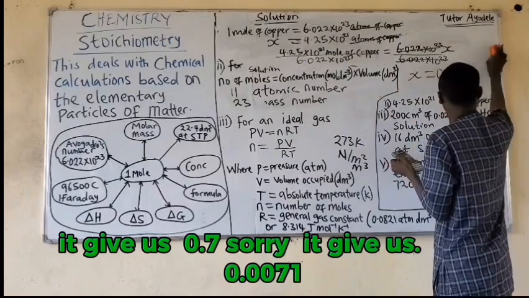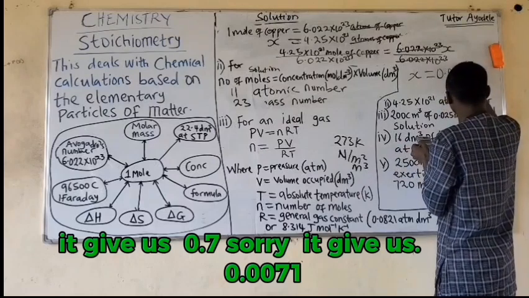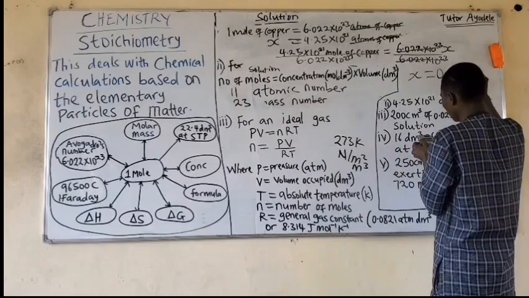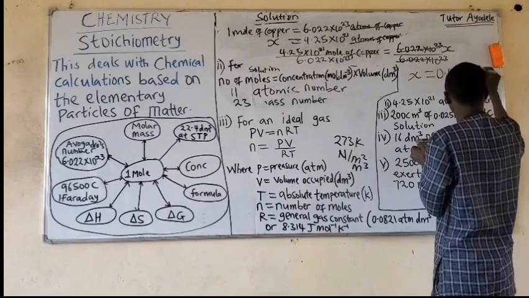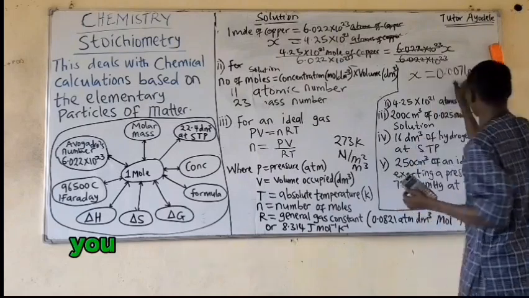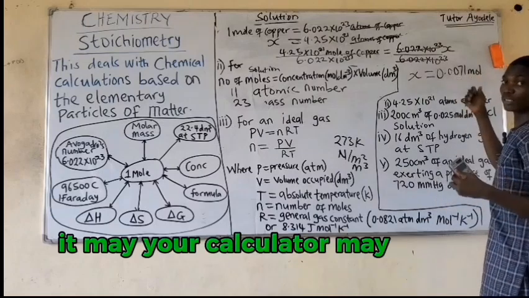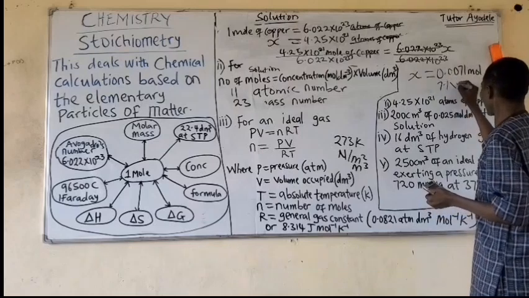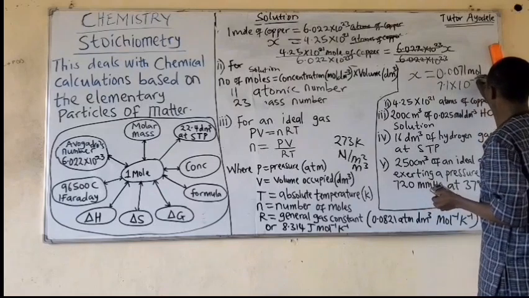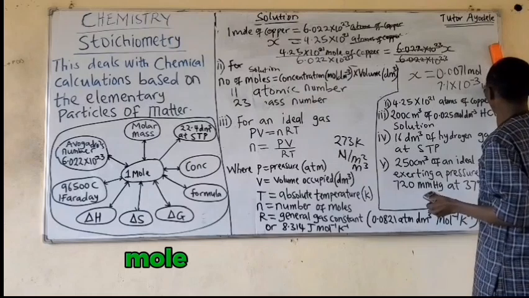Our answer is 0.0071 mole. And you may not see it directly like this. Your calculator may put it in standard form. So it is still the same thing as 7.1 times 10 raised to the power of minus 3 mole.